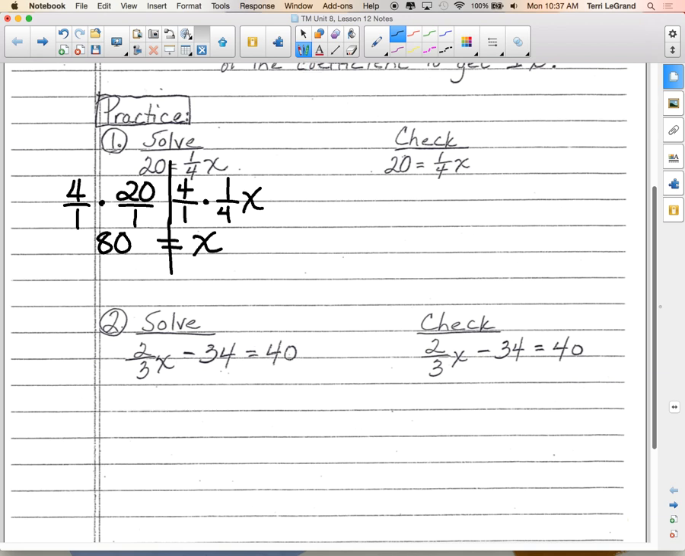The goal here is that when we take this 4/1 times this 1/4, what does that become again? 1. So we have a 1x, so we just have our x. So we are going to say that the solution is x equals 80. We'll just write it going the other direction.